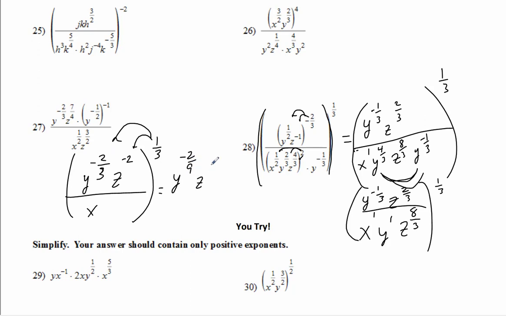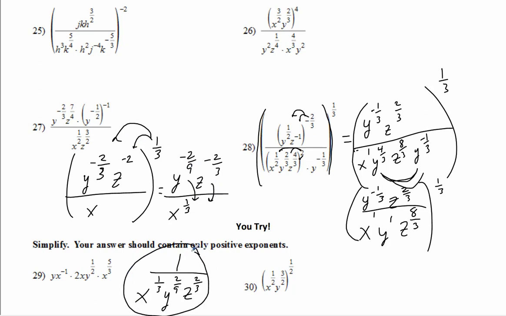I get z to the negative 2/3, and then I get x to the 1/3. Now I'm going to move my y's down, my z's down, and then I'll have my final answer below. Once I drop the y's down and the z's down, you get this down here. All right, 1 over x to the 1/3, y to the 2/9, and z to the 2/3.